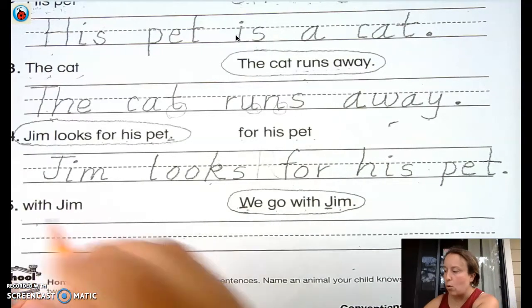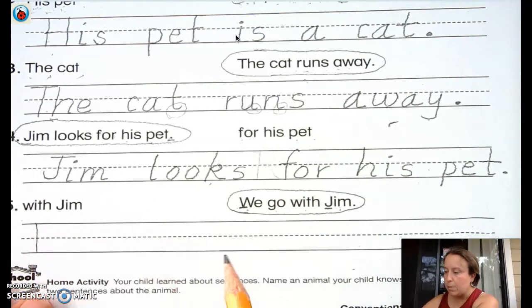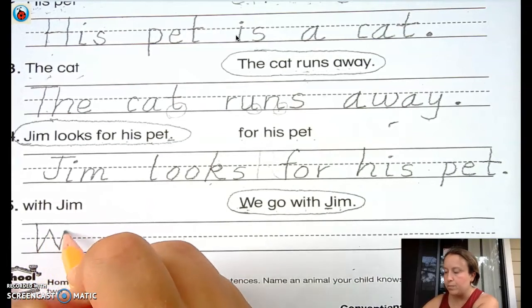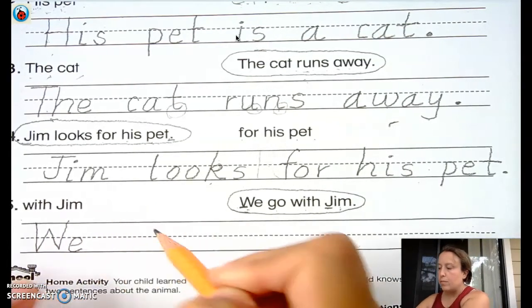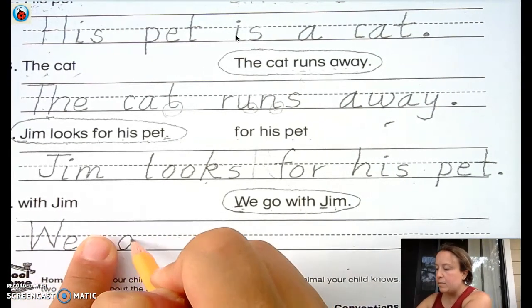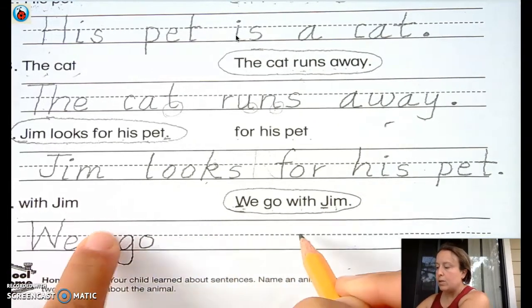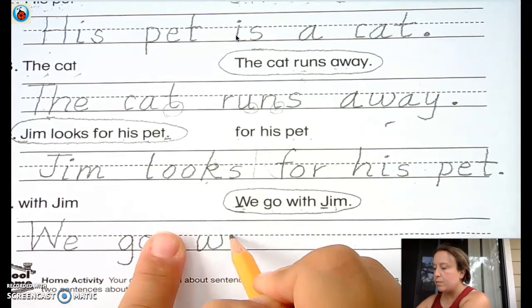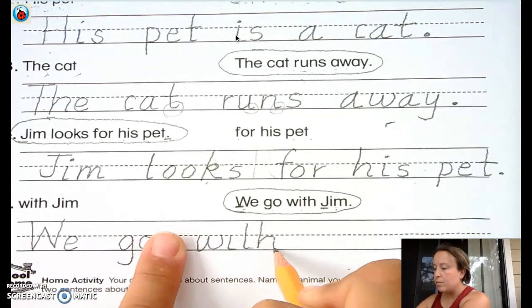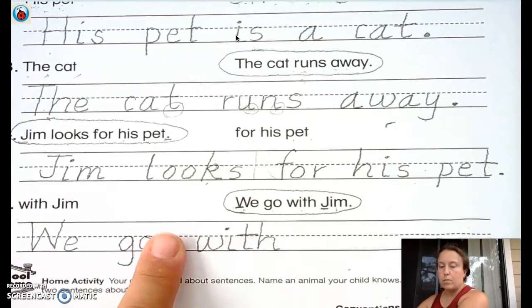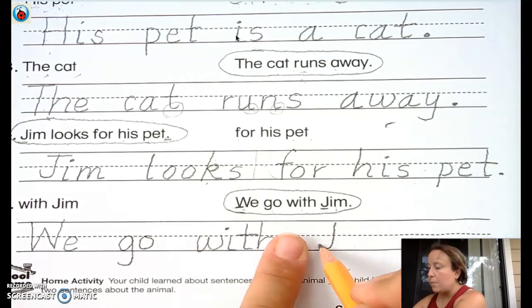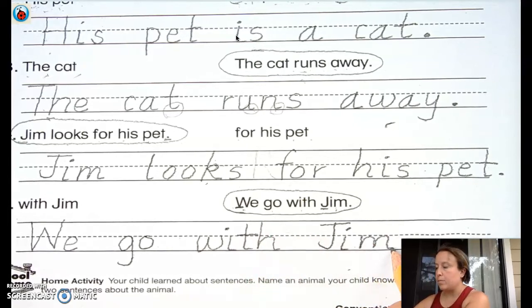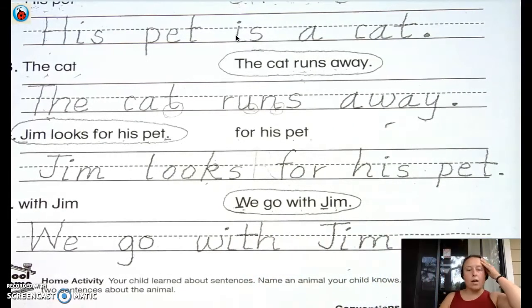Let's write down we go with Jim together. Capital W, space, space, space, capital J for Jim, period. Excellent work, guys.